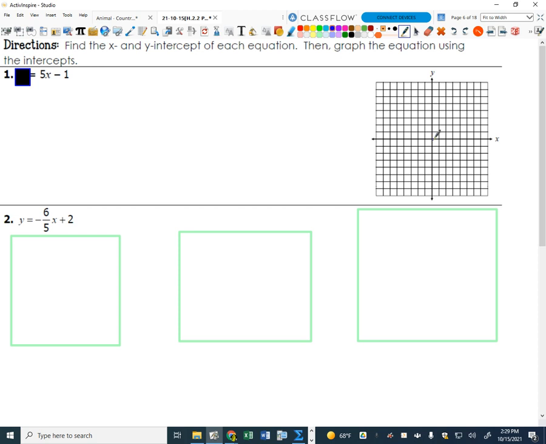Yeah, so that's hard to graph. I'm going to put these in fifths. So there's 1, 2, 3, 4, 5. There's negative 1, there's positive 1. So my x-intercept is 1/5. So that's right there.